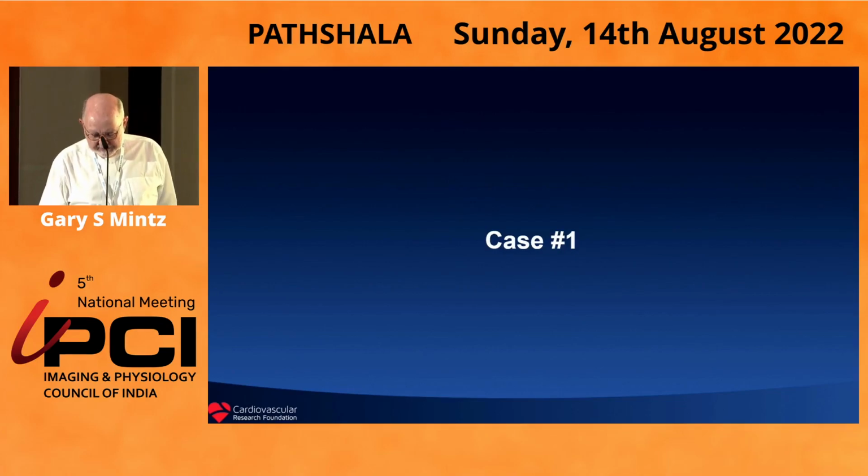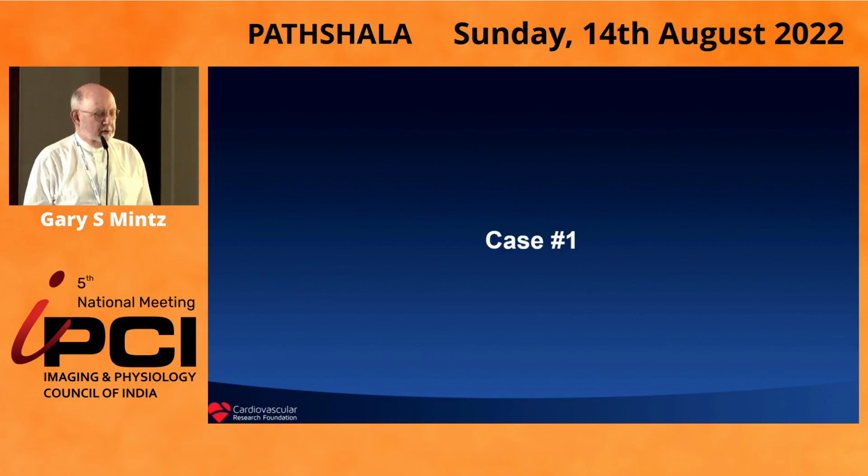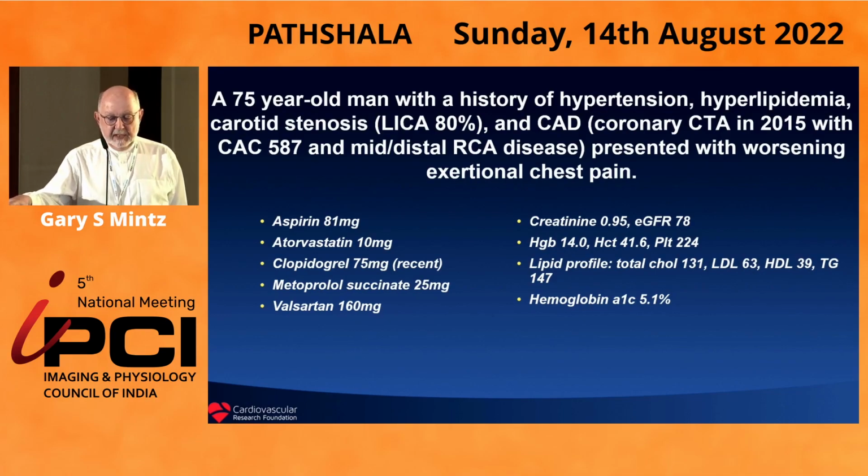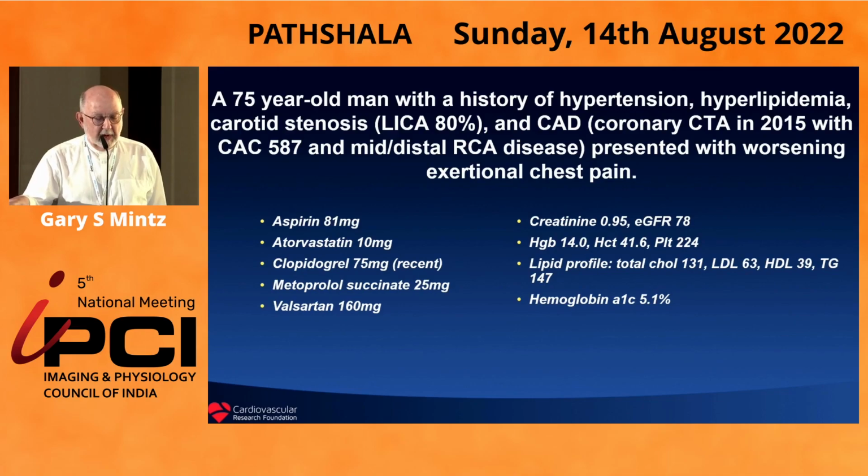So I'm going to show a series of cases, however many we get through. They aren't all totally unknowns, but I think they're all interesting. So the first case is a 75-year-old male with a history of hypertension, hyperlipidemia, carotid stenosis, and coronary disease.